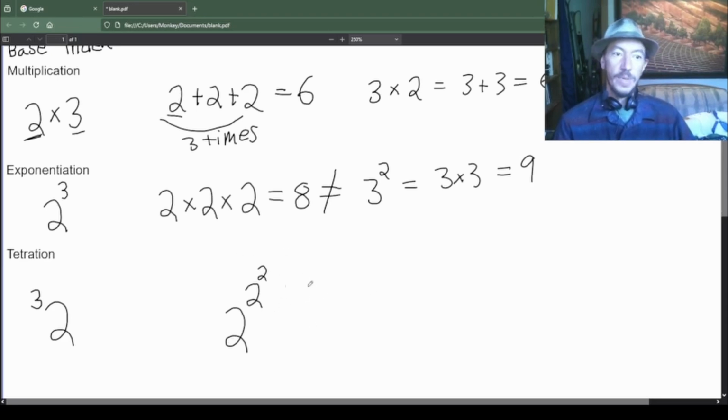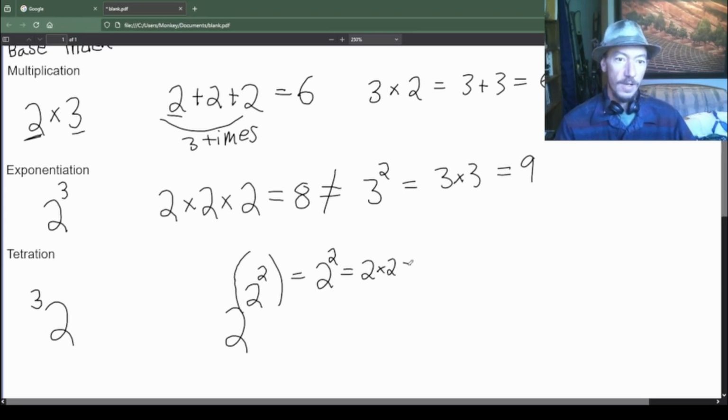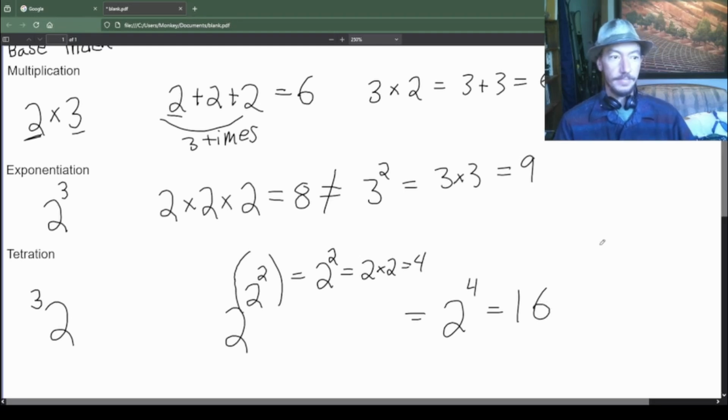So how do we solve this? We have to think of it from the top down. What is just this little piece here? Well, that's 2 to the 2. We know what that is from exponentiation. That's just 2 times 2, which is 4. So this whole thing is 2 raised to the 4, which is 16. So notice how the number on the left part of our exponent tells us how many total 2's are in this power tower here.